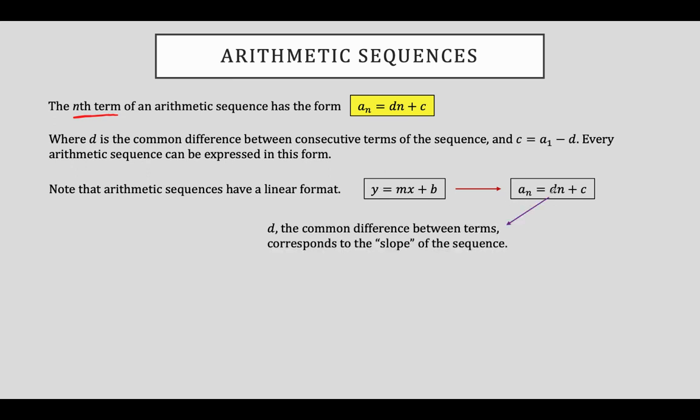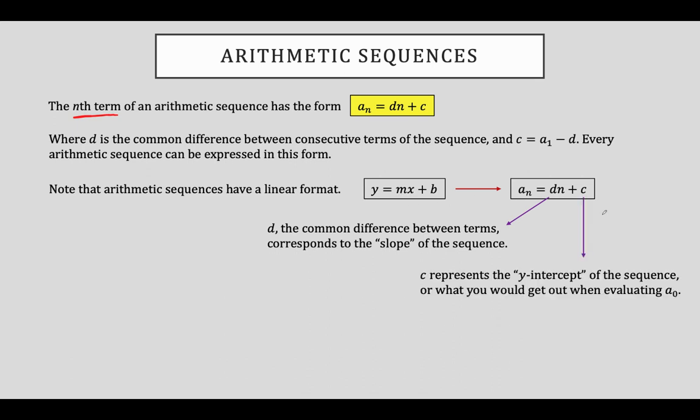That means that d, the common difference between terms, corresponds to the slope of the sequence. Notice d takes the place of m, and c represents the y-intercept of the sequence, or what you would get out when evaluating a subscript 0. That would be the 0th term of the sequence, what you get out when you plug in 0.